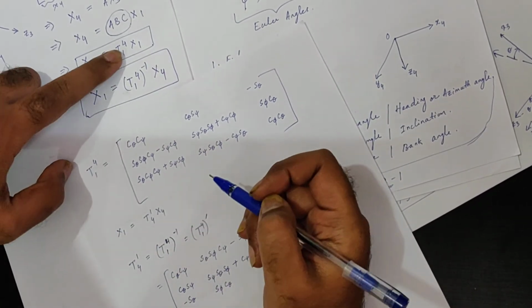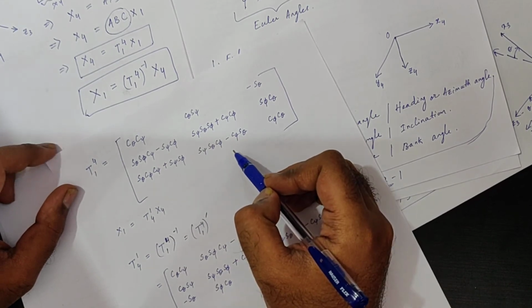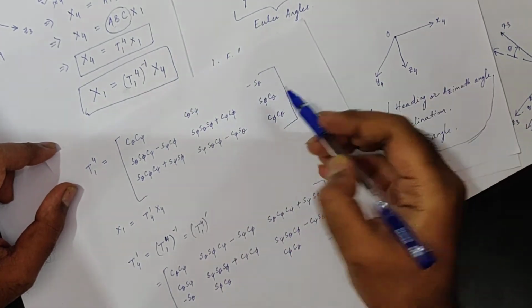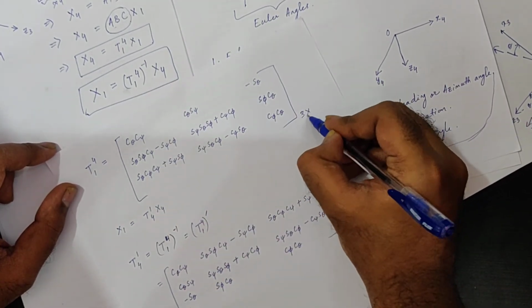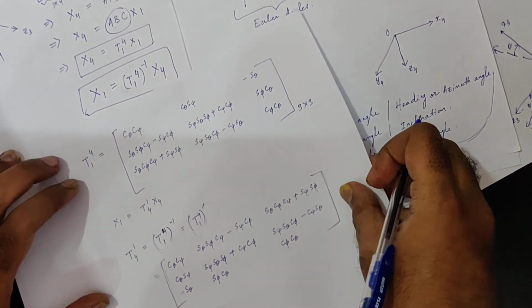So this T14 looks like this, okay, after the multiplication of all these 3 cross 3 matrices. So this matrix is also 3 cross 3.